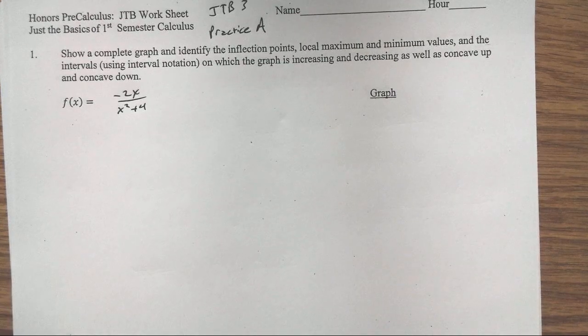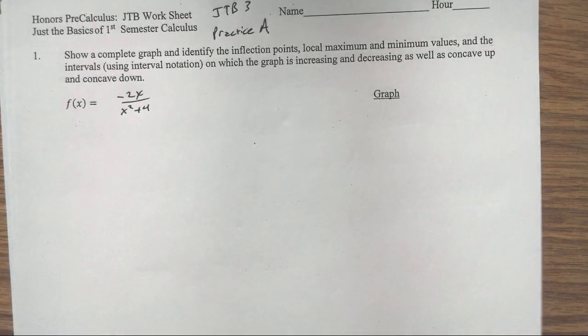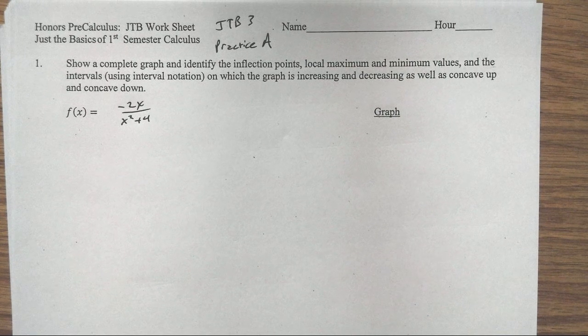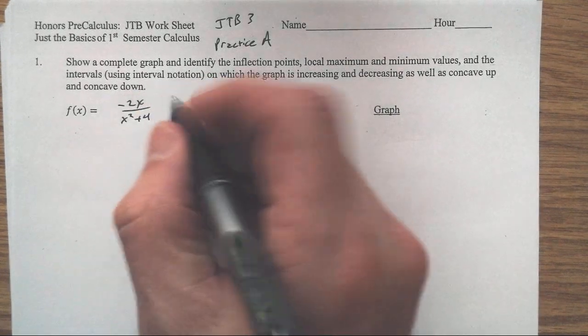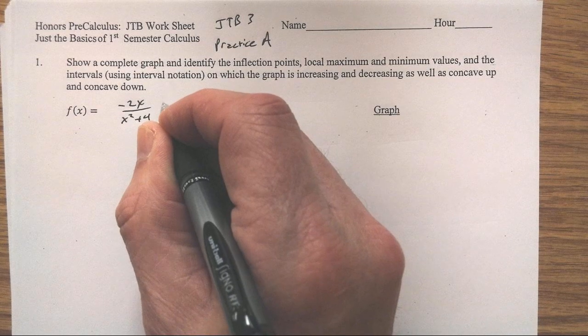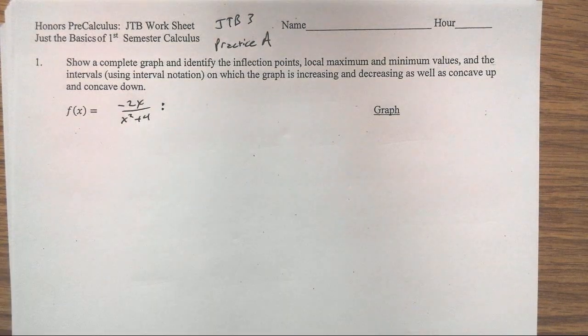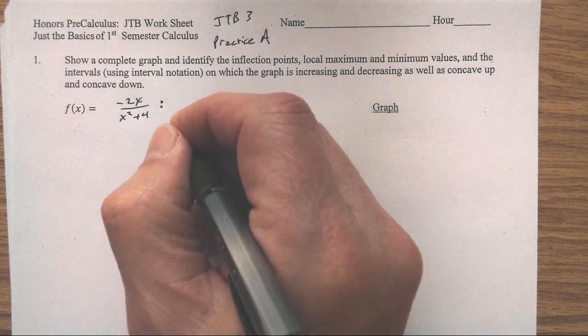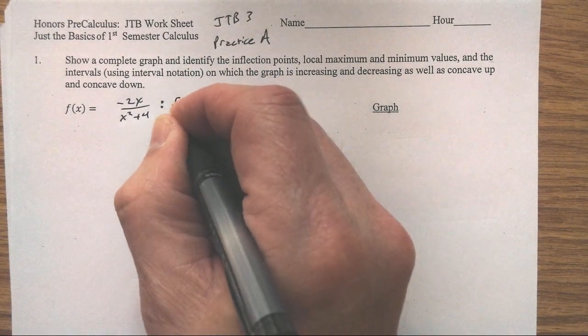Welcome to our first practice of our third type of JTB. Here we have a little rational function, and let's go ahead and get started. The algebra gets a little bit more challenging, particularly in the second derivative, so we're going to need some practice. We're also going to need some space, so I'm going to minimize some space here.